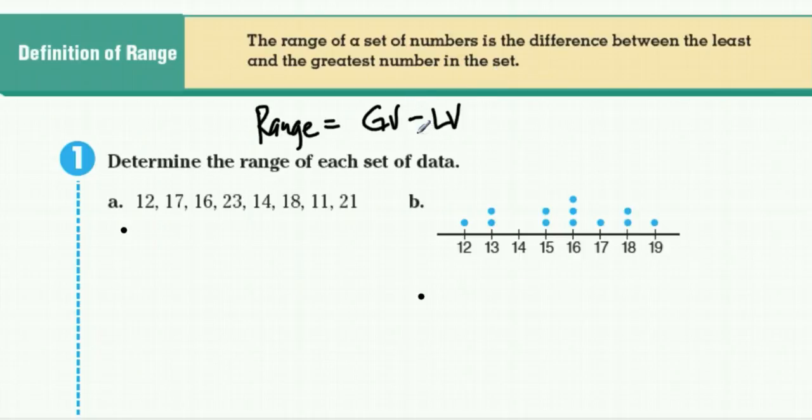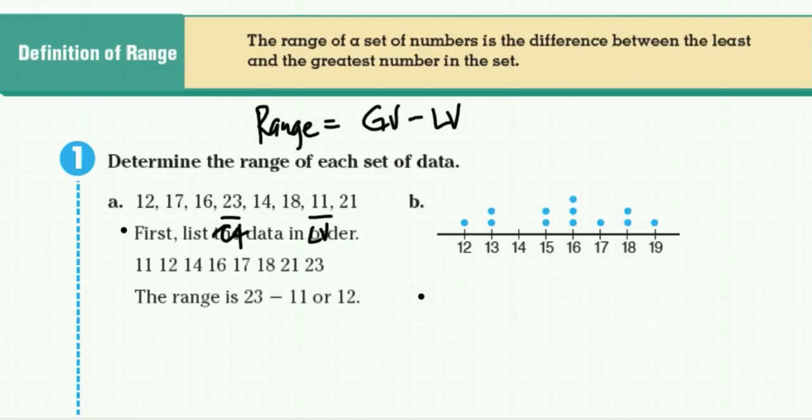Let's take a look at example number 1. Determine the range of each set of data. In letter A, you have 12, 17, 16, 23, 14, 18, 11, and 21. We know that our least value is 11, and our greatest value is 23. To find our range, we simply subtract 23 minus 11, or 12. So the range of this set of data is 12.